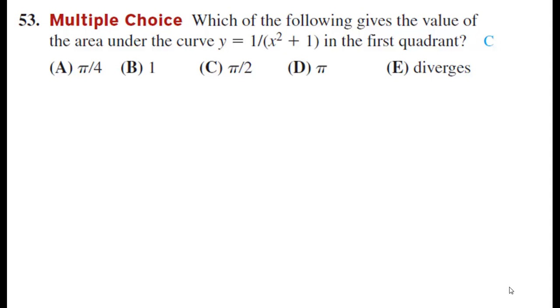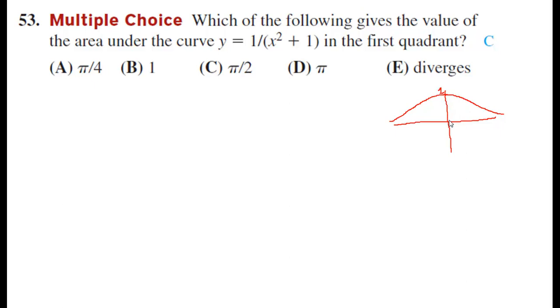Here's problem number 53 from section 8.4. We want the area under the curve in the first quadrant for this particular curve. Well, let's start by saying, what does this particular curve look like? When x is equal to 0, it's at its highest at 1. And as x gets larger, the denominator gets larger, so the value of the function gets smaller. You end up getting something like this.